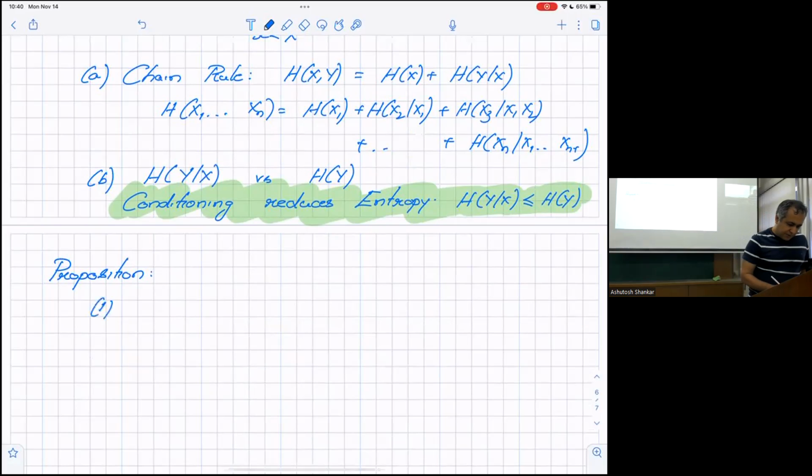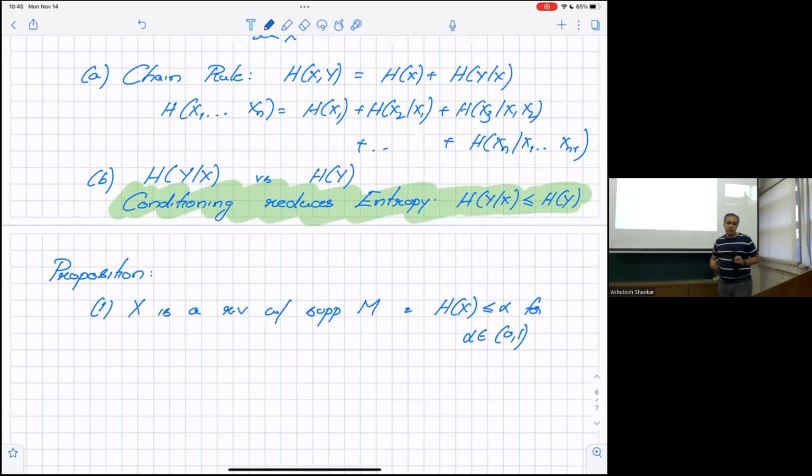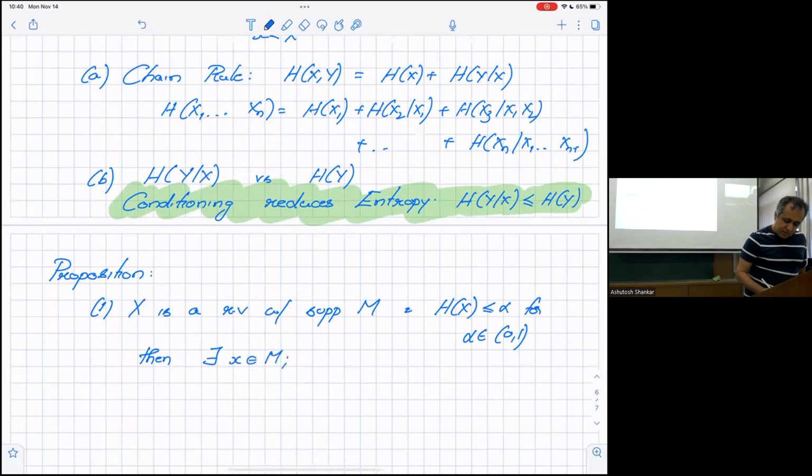The first part says that x is a random variable with support M, and H of x is less than or equal to alpha for some alpha in (0, 1). It's a really small value. It's not 0, but really, really small. Then what I want to claim is that there exists an x in M such that the probability that x is not equal to that value is also very small.